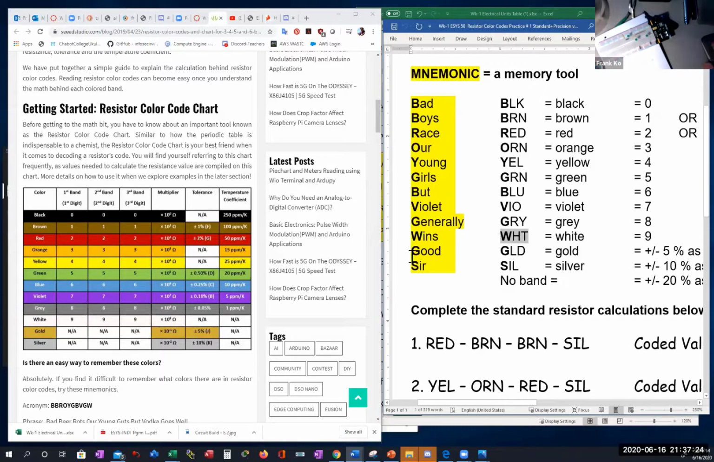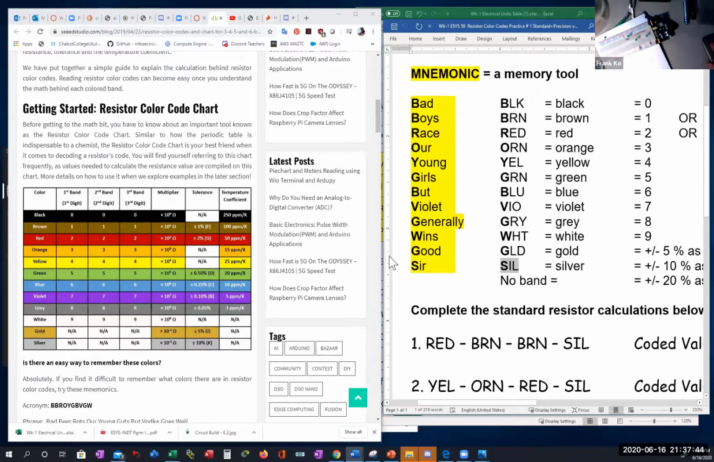And then good sir. The G for good, for gold, GLD, is plus or minus 5%. S for sir, for silver, abbreviated SIL, is plus or minus 10%. And if we happen to have no band, that's plus or minus 20%.